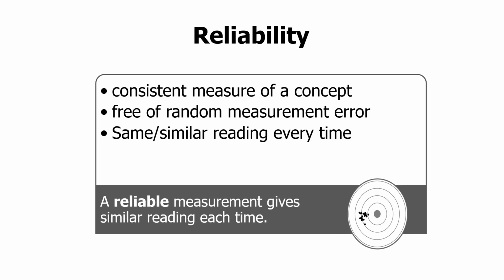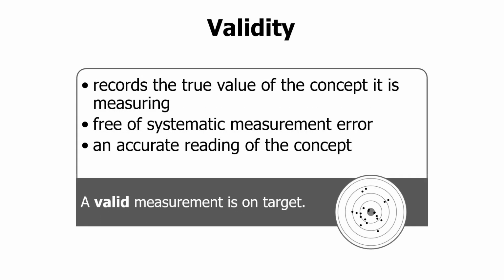A valid measurement, this is a tougher criterion, records the true value of the concept it's measuring. It's free of systematic measurement error. It gives you an accurate reading of the concept. Now, scholars argue whether you can have a measure that's valid but not reliable, and there's some argument about that. You can have a valid measurement that lacks some reliability.